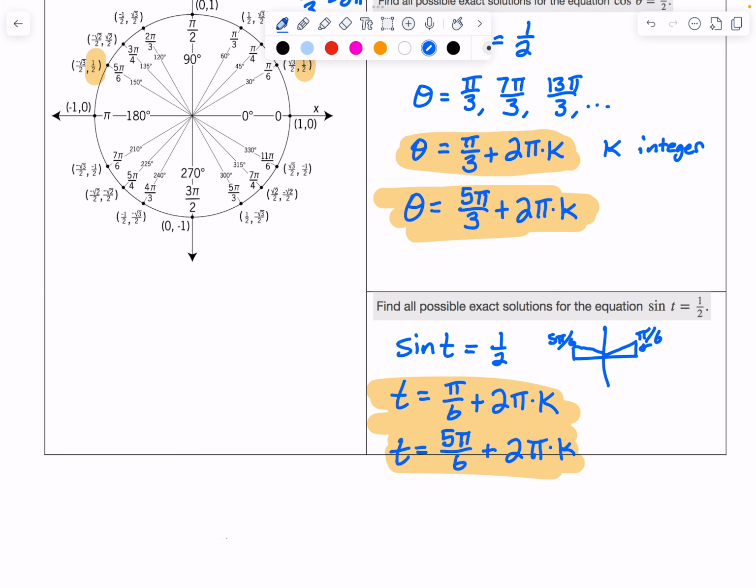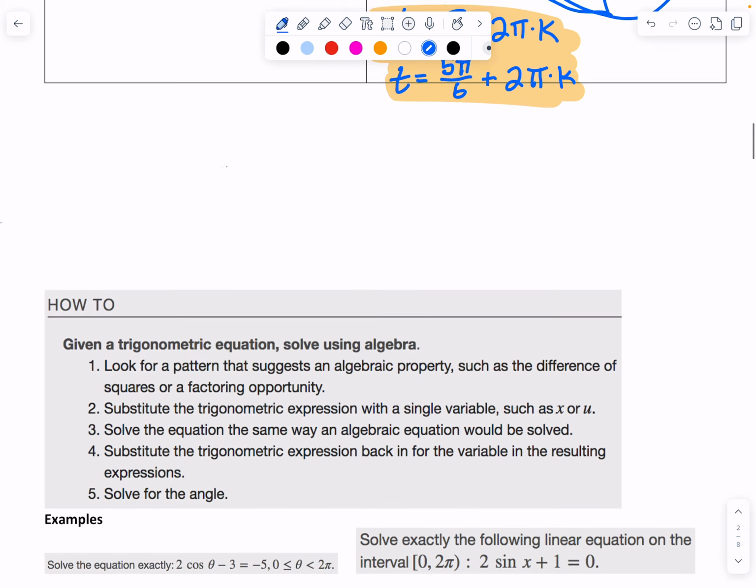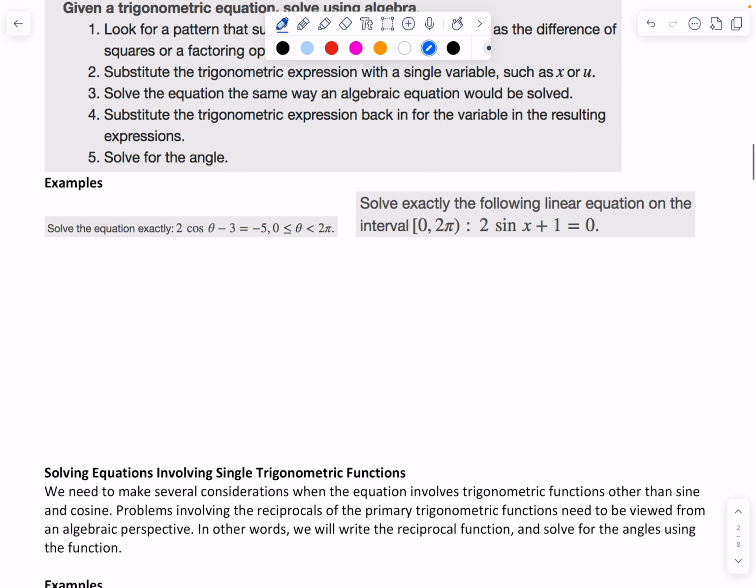Both sixes. All right, so it's not bad if you have a unit circle. If you don't, you could still do it the way I've taught you guys this semester. Just going to take some time jumping from here to here. That's going to be the tough part. All right, now what if there's more going on in the equation?